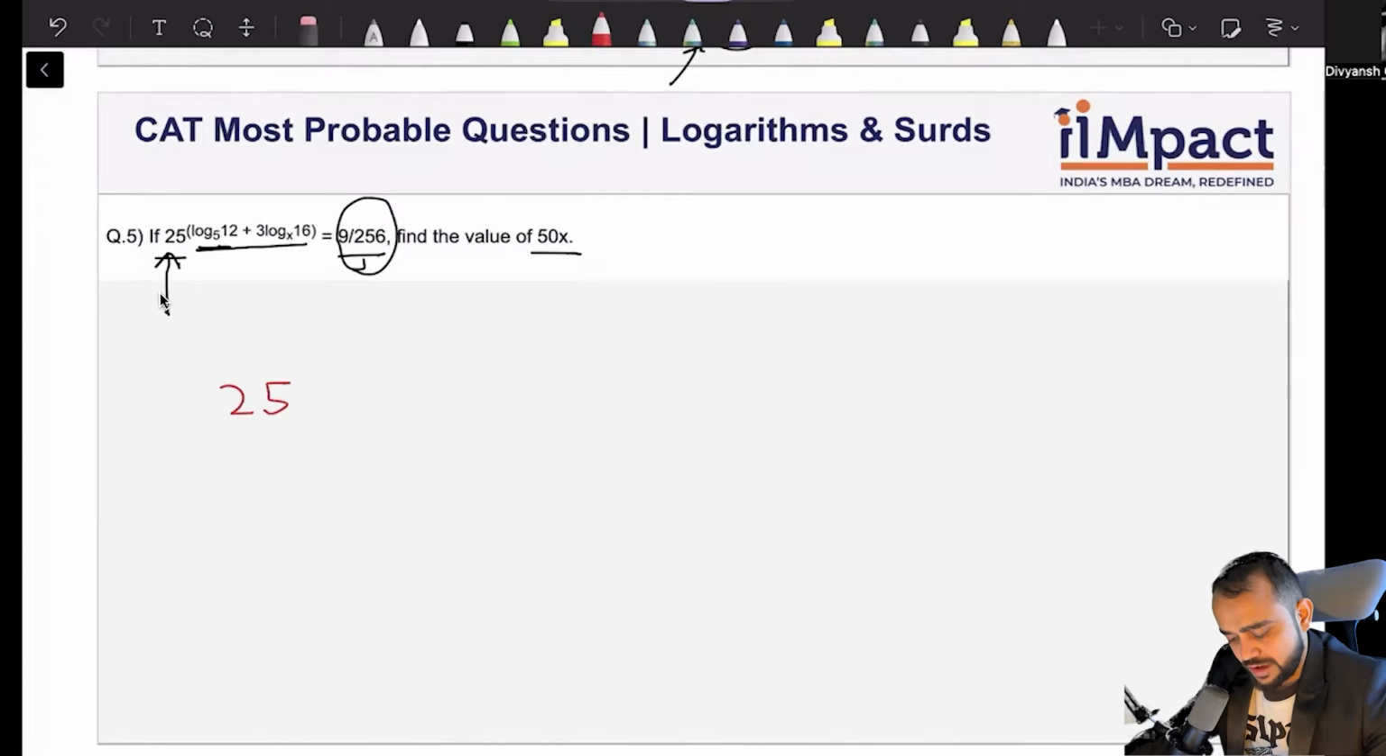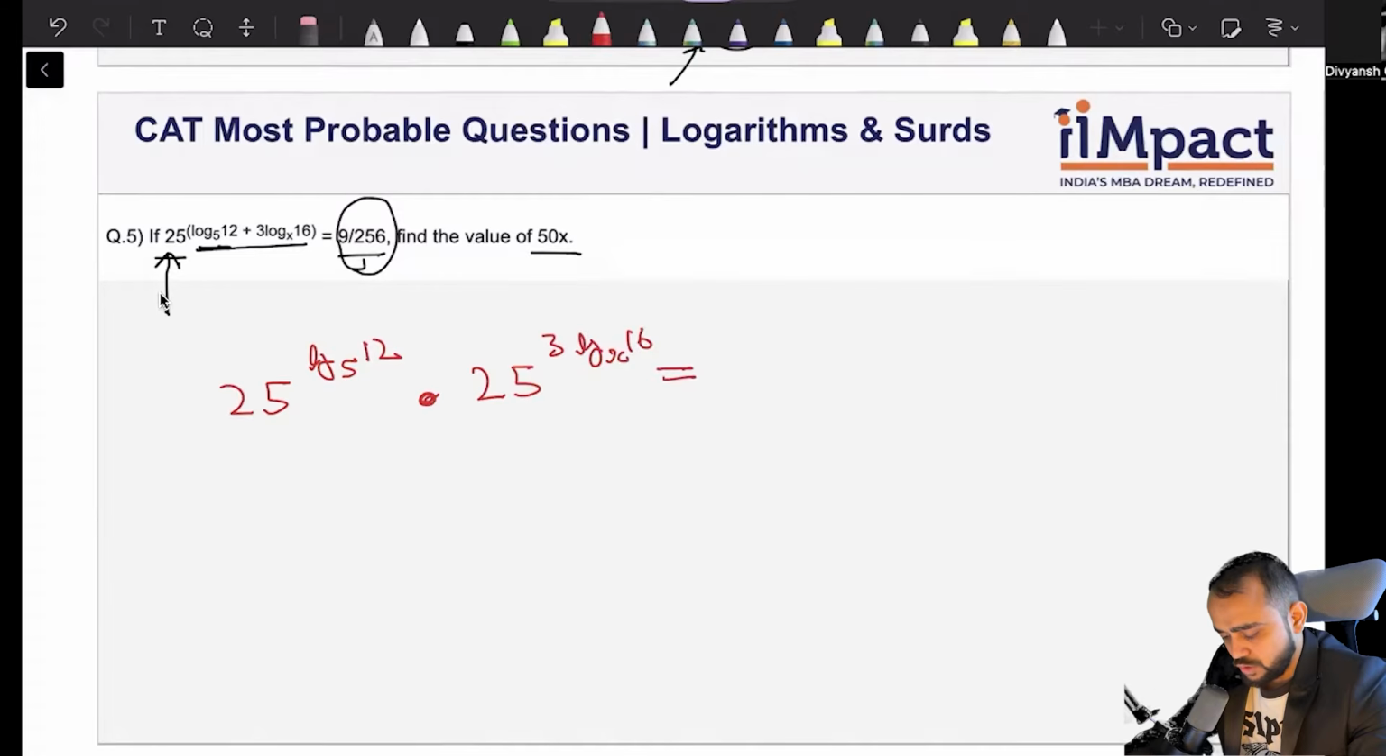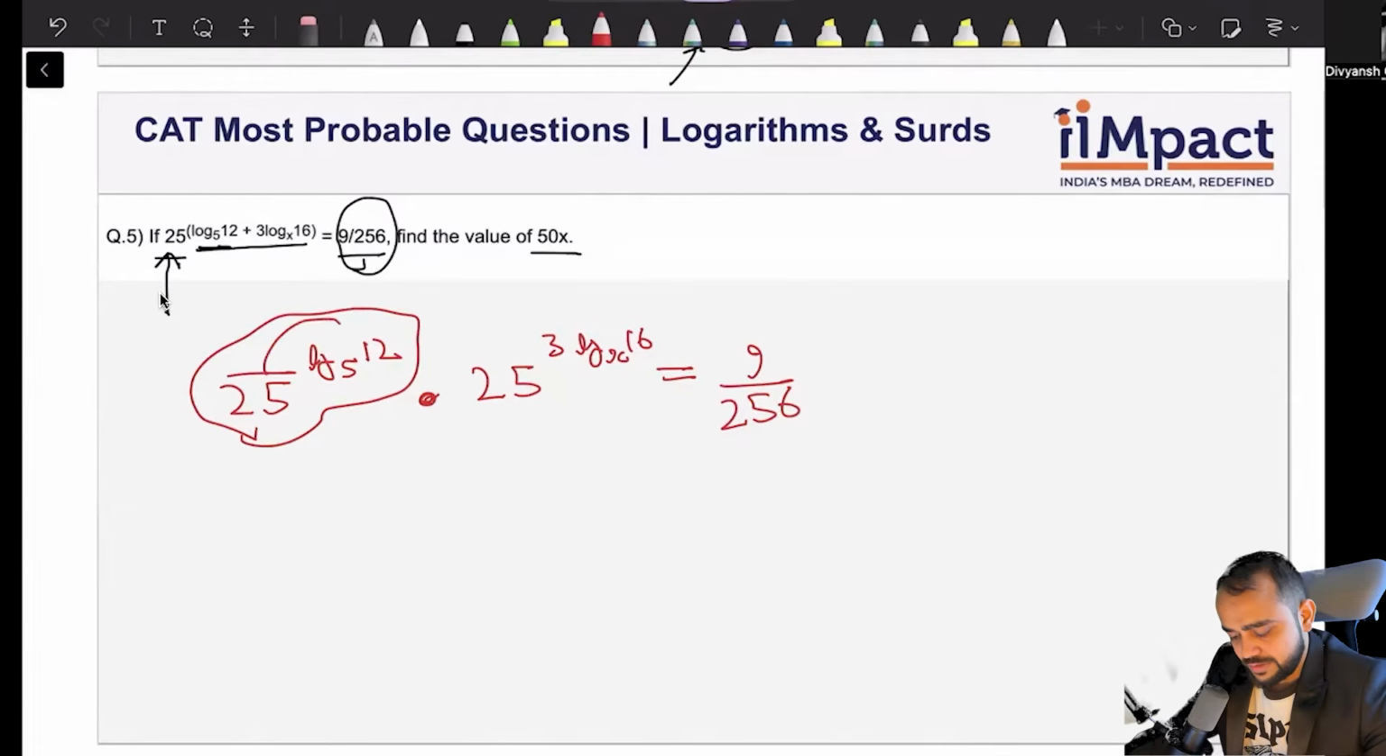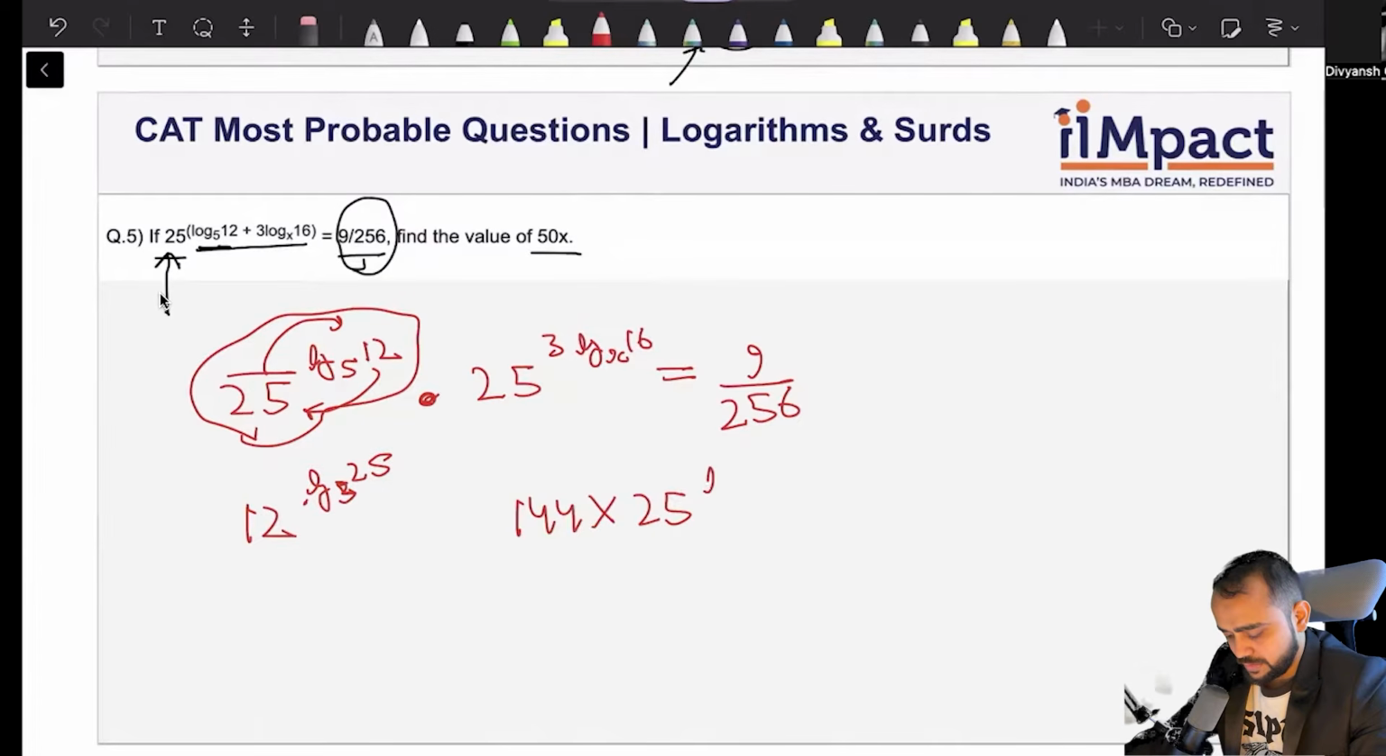I will have 25 to the power log 12 base 5 into 25 to the power 3 log 16 base x is equal to 9 by 256. Now I will rearrange this. I will send 25 inside and bring 12 down. I'll get 12 to the power log 25 base 5, sorry, which is going to be 12 squared. Now this log 25 base 5 is going to be 2. So I have 144 into 25 to the power 3 log 16 base x is equal to 9 by 256.